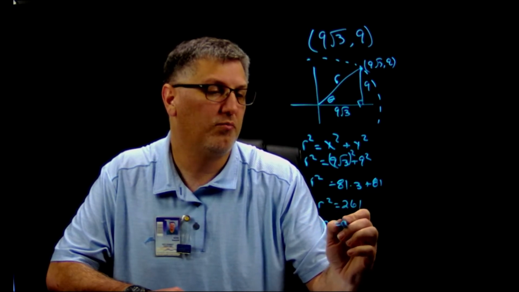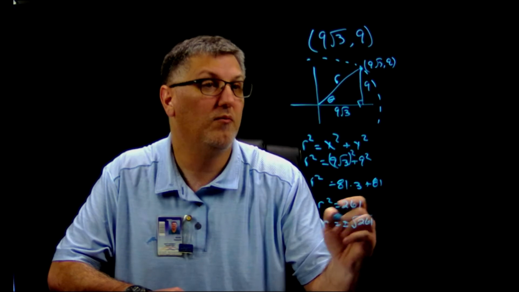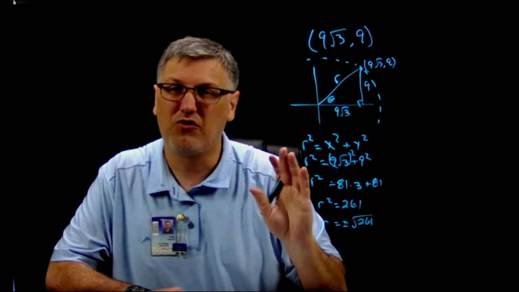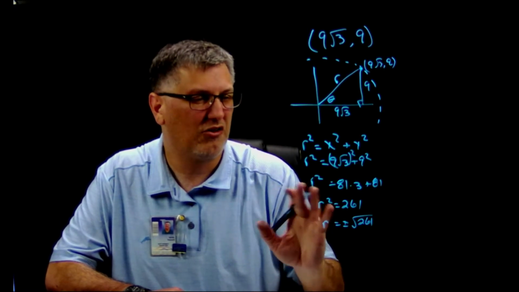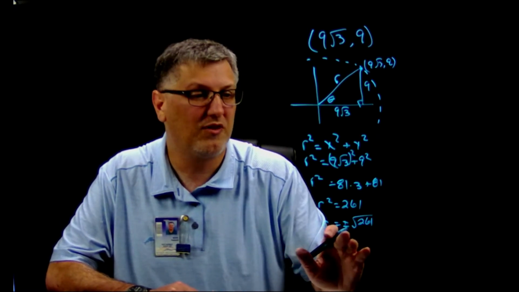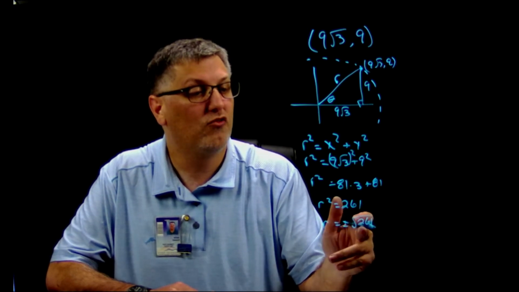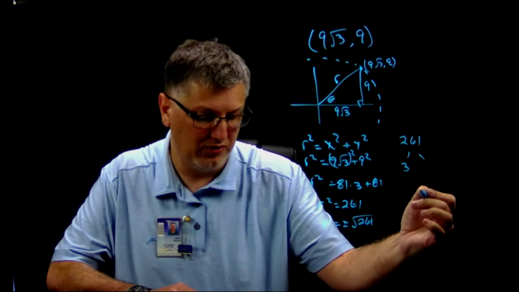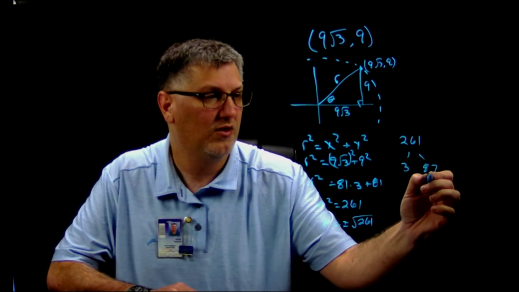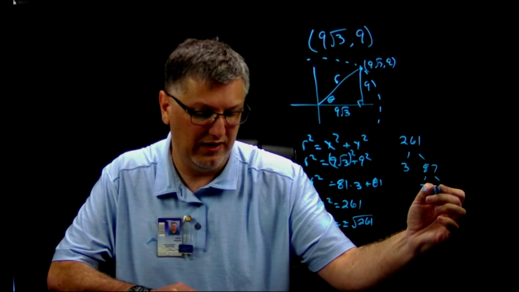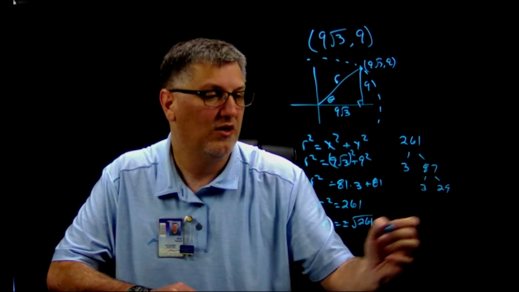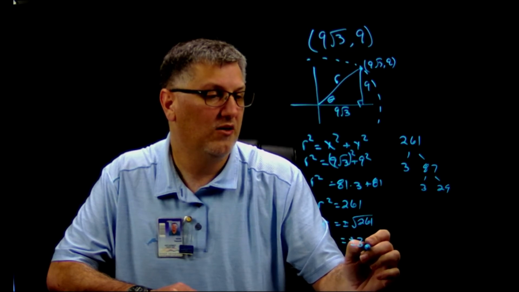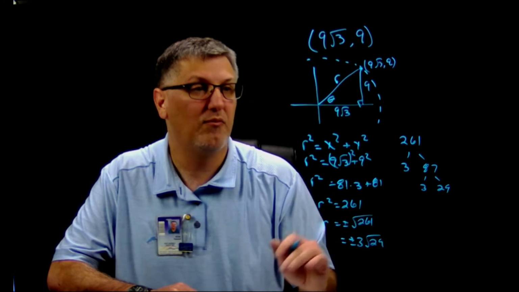And then my r is plus or minus the square root of 261. But let's leave the plus or minus here for a second, and I'll explain why, probably in the next example. Let's break down our 261, because I want to have it in simplest form. I know 3 goes into 261 87 times. I know 3 goes into 87 29 times. So this is really plus or minus 3 square root of 29. So I have my radius.